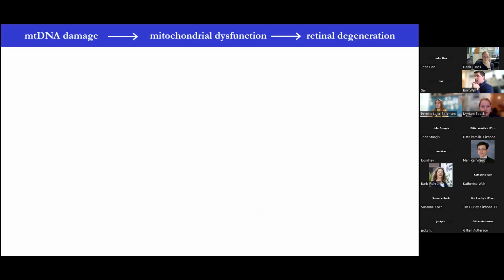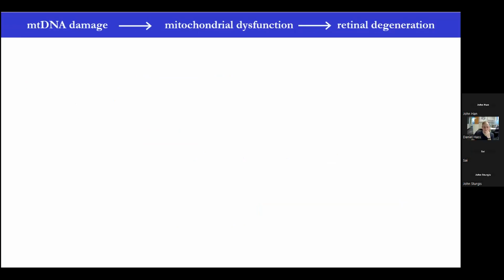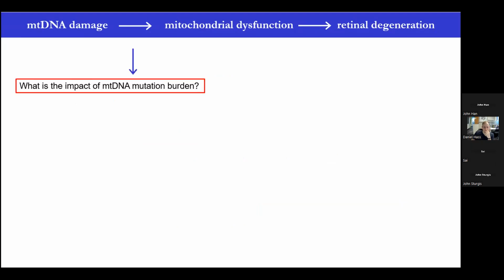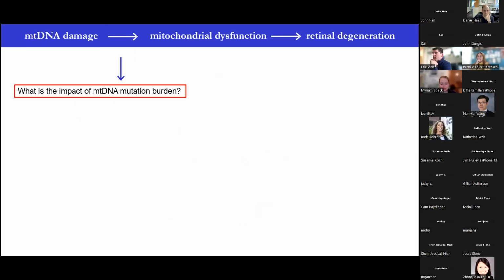And so regardless of the recognition that mitochondrial DNA damage has received, there are still large gaps in knowledge as to how this is actually contributing to pathological phenotypes in the eye. And so one question that remains unanswered is that we know mitochondrial DNA damage leads to mitochondrial dysfunction, but what is the impact of mitochondrial DNA mutation burden in this process?